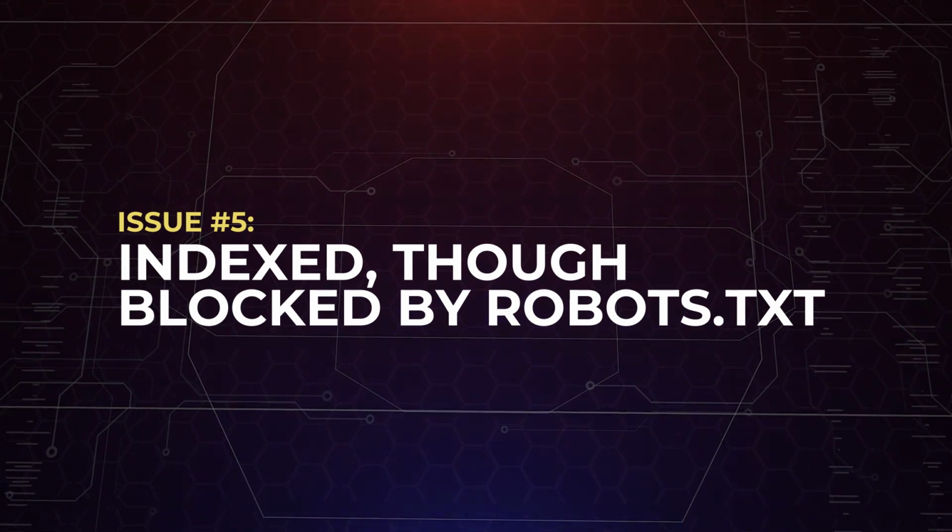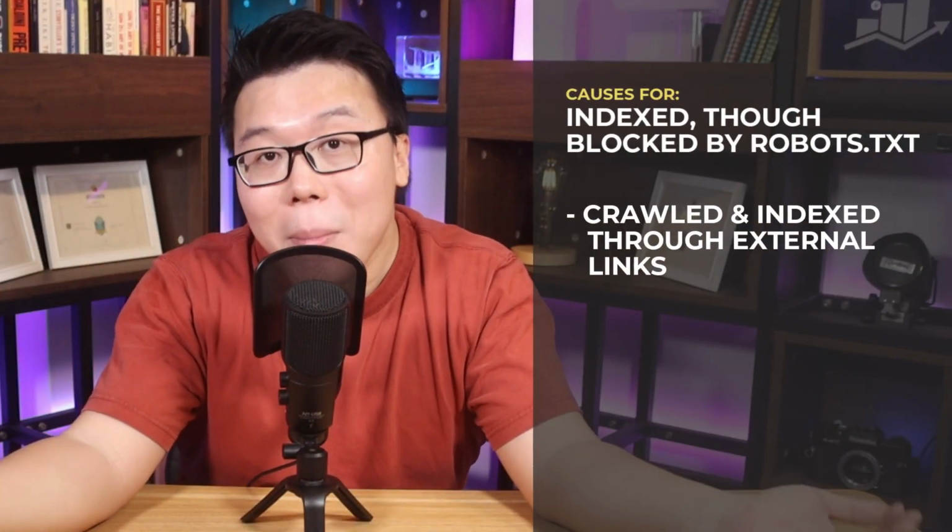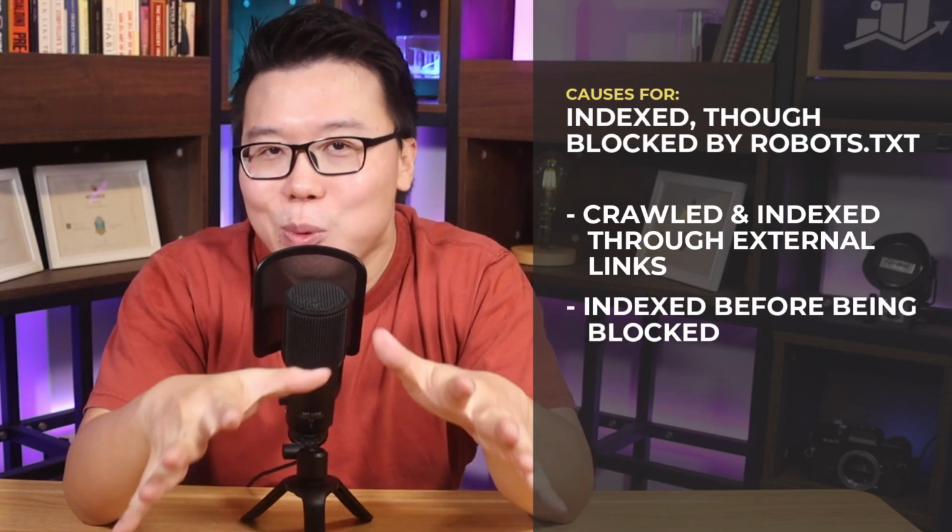Now there is another similar issue called "Indexed, though blocked by robots.txt." This error occurs when a page is indexed by Google despite being blocked by the robots.txt rules. Google has either indexed the page as a result of other pages on the web linking to it, or it was indexed before being blocked by the robots.txt file. Either way, even if the page is indexed, the snippets shown in the search results will be limited.